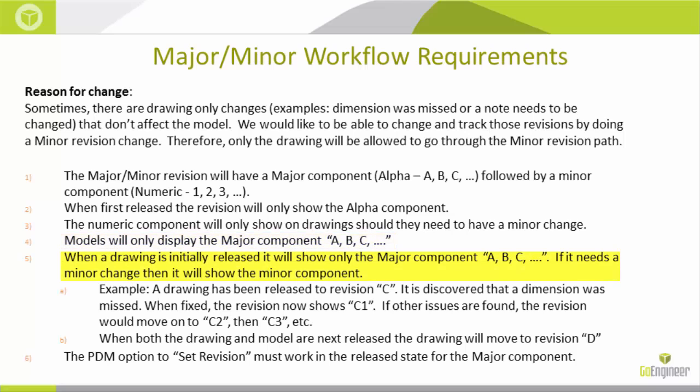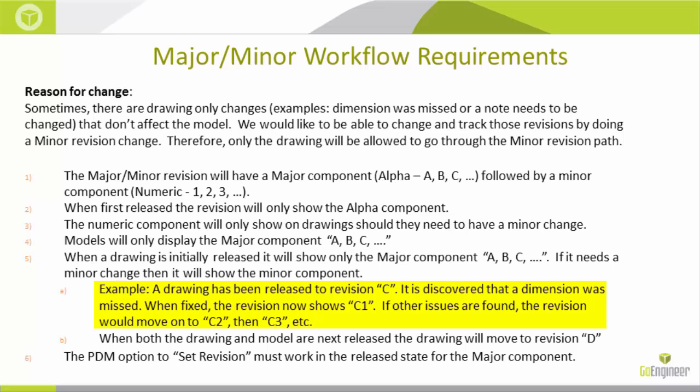When a drawing is initially released, it will show only the major component, A, B, C. There's no 0 or 1 or anything after that. However, if it does need a minor change, then it will show the minor component as well. So as an example, we have a drawing. It's been released to revision C. We discover there's a problem. There was a dimension that was missed.